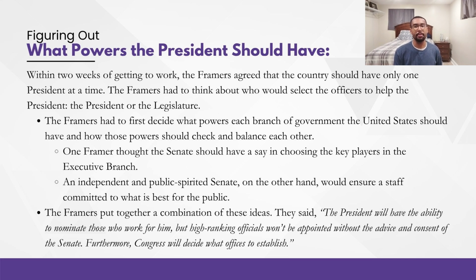An independent and public-spirited Senate, on the other hand, would ensure a staff committed to what is best for the public. The framers put together a combination of these ideas. They said, quote, the president will have the ability to nominate those who work for him, but high-ranking officials won't be appointed without the advice and consent of the Senate. Furthermore, Congress will decide what offices to establish, unquote. However, they later presumed the president would fill those.